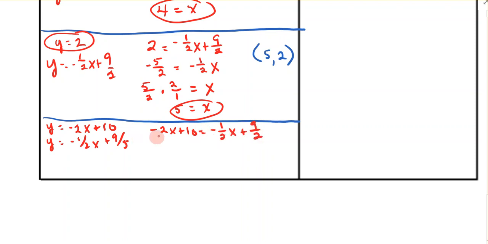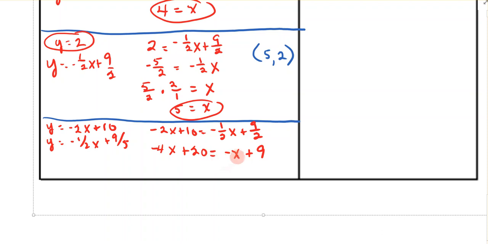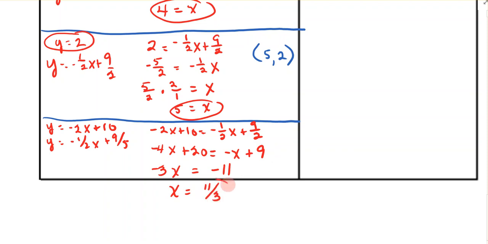I'm going to multiply everything through by 2. That's going to get rid of all my fractions. So I'm going to have negative 4x plus 20 equals negative x plus 9. I just got rid of the fractions. That makes it easier. So I'm going to add 4x to this side and subtract... I have negative 3x, and I'm going to subtract 20 over here. That's going to give me negative 11. I'm going to divide, and I get x is 11/3.